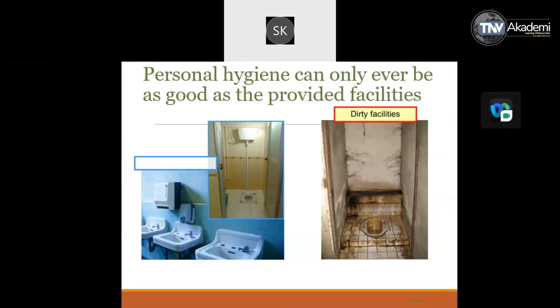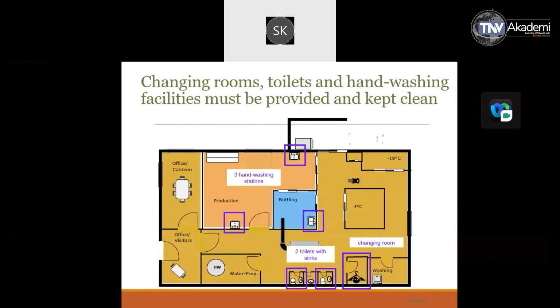So your facility should be provided clean. Changing room, toilet and hand washing facilities must be provided and kept clean. All the change room facilities for changing aprons, clothes and shoes should be provided. All the toilets in the premises should be clean, and there should be a hand washing facility so that every employee who comes into the GMP or production area can wash their hands and enter the process area.